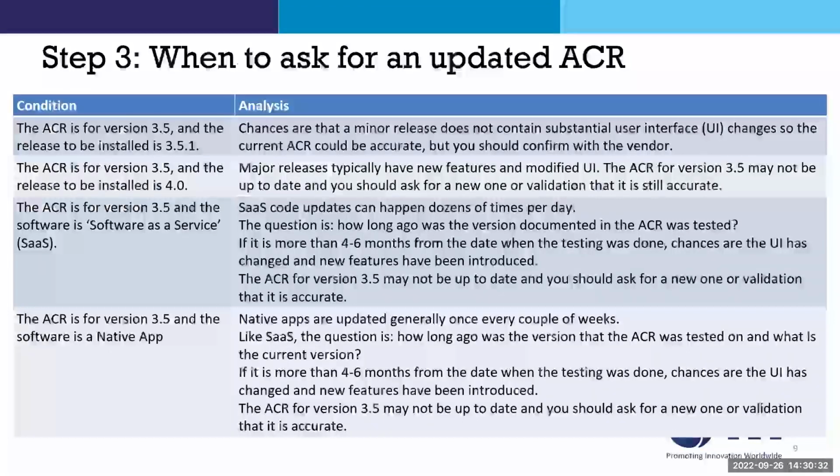Okay, native app, like for your mobile device, are they generally updated? There could be a Windows one too, but a native app is generally updated once every couple weeks. Like SaaS, you have to question, how long ago was this version of the ACR tested and what is the current version? How old is it? Is it more than 4 to 6 months old? Has the UI had significant changes? Have you introduced any new features? That's a question that you could ask. And then ask for a new test, a new validation, or some kind of input that this is accurate.